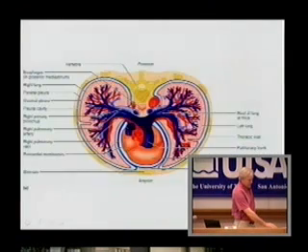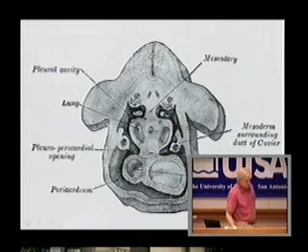So if we go back, this would be visceral mesoderm, within which the lung buds are extending and growing. And this would be somatic mesoderm out here, forming the parietal pleura, and then the visceral pleura forming from the splanchnic mesenchyme.